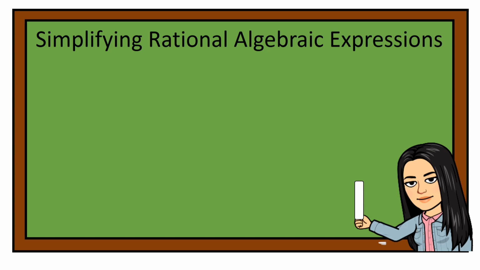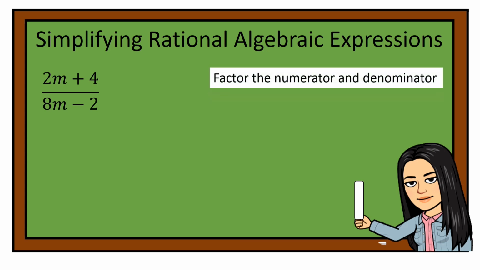Simplifying rational algebraic expressions is like simplifying fractions. So we have to apply the rule in simplifying fractions in simplifying rational algebraic expressions. Okay, let us simplify 2m plus 4 over 8m minus 2. First, factor the numerator and denominator.